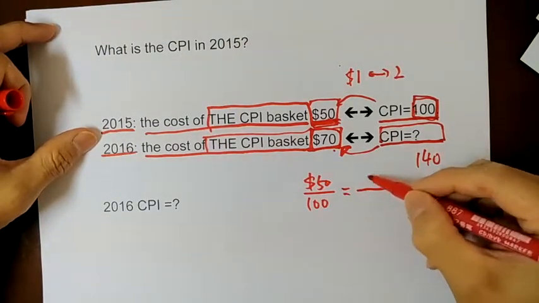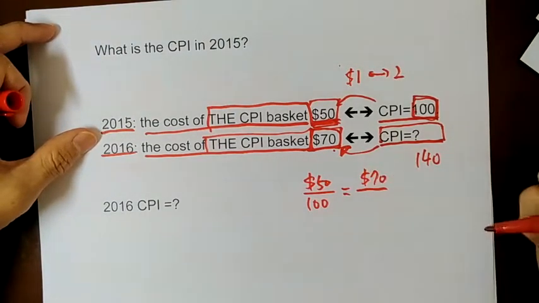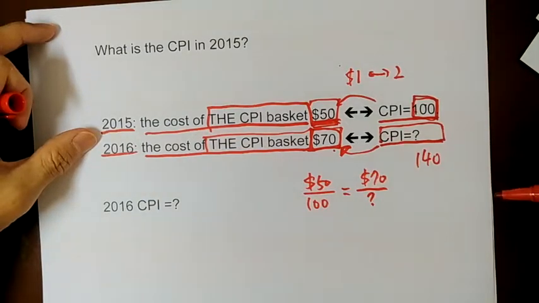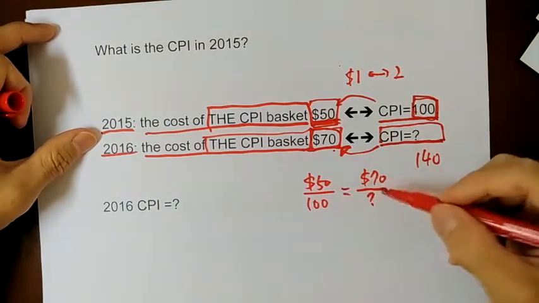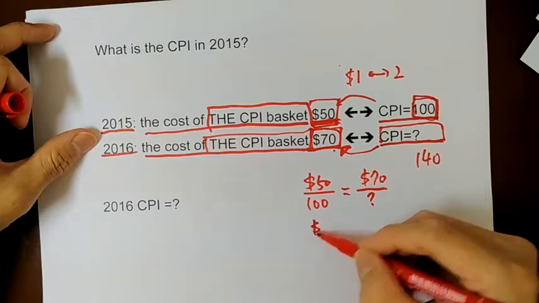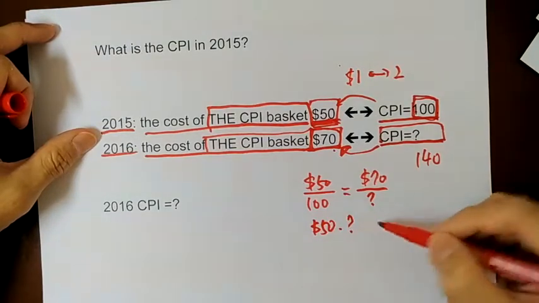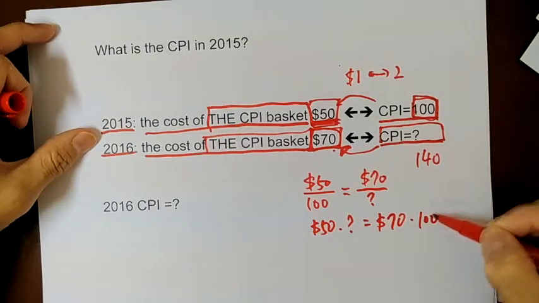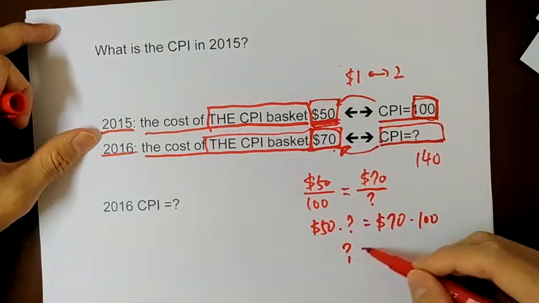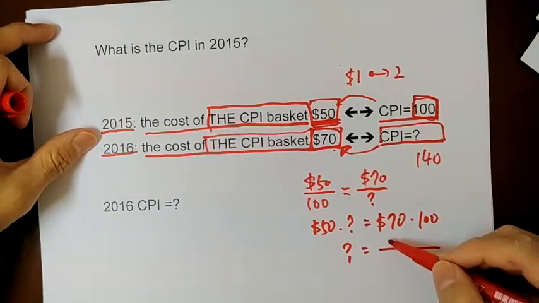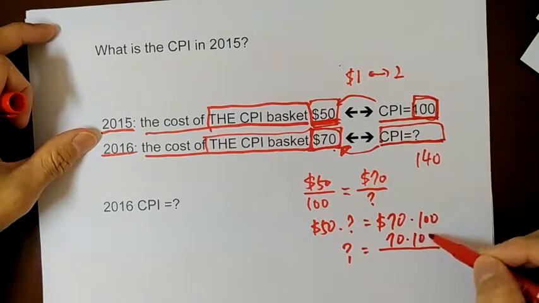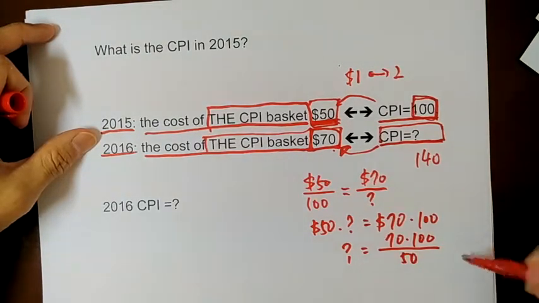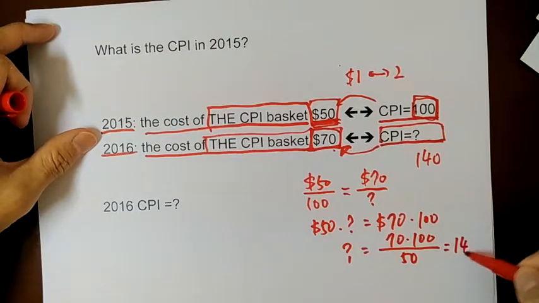Well, another way to do it is you can use $50 to buy 100 chips. Then you have $70. How many chips can you buy? Do the cross products. 50 times question mark is 70 times 100. So the question mark is 70 times 100 divided by 50, which is 140.